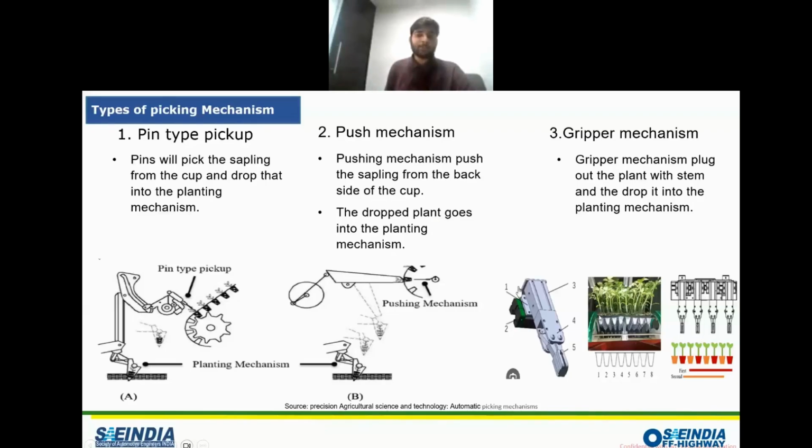So if you see these round-shaped cups, the sapling is placed into the cup, and when you need to pick it, we have some kind of pins which move through a rocker arm and electrically controlled motors, stepper or servo motors, which dig into the soil along with the roots of the sapling, move it in a forward or top direction, and then convey the plant into a conveying system.